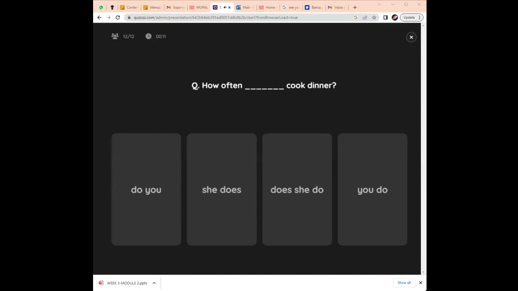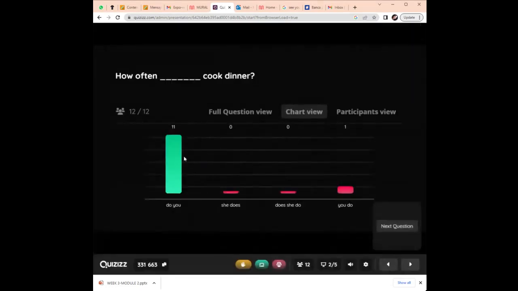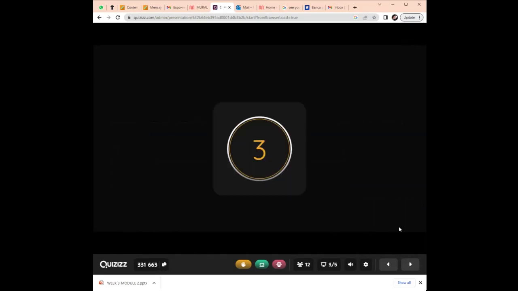How often do you cook dinner? Very good. Remember that after "how often" you need to use the auxiliary. Podría haber sido "does", sí. Does she? Perfecto. But does she do? No. How often do you cook dinner? How often does she cook dinner? Okay. So the correct answer was the first one. Very good. Next question.